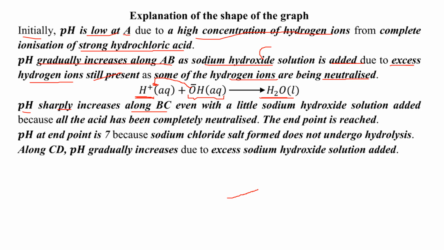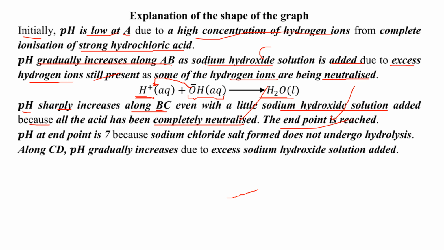That's a point whereby we are forming a salt, as we are going to be seeing in the various explanations and examples. So we are saying that pH sharply increases along BC even with little addition of sodium hydroxide solution, and this is because all the acid has been completely neutralized. You either say because the endpoint has been reached, or you say that the acid has been completely neutralized and therefore the endpoint is being reached. All these points carry marks.